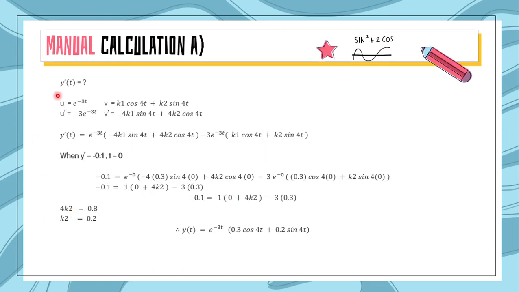After that, we need to find the equation of y prime using the product rule. After we get the y prime equation, we need to substitute the value of y prime equals -0.1 and t equals 0 to get the value of k2. After we get the values of k1 and k2, we can substitute them back into the general equation, which is y(t) equals e to the power of -3t times 0.3 cos 4t plus 0.2 sin 4t.